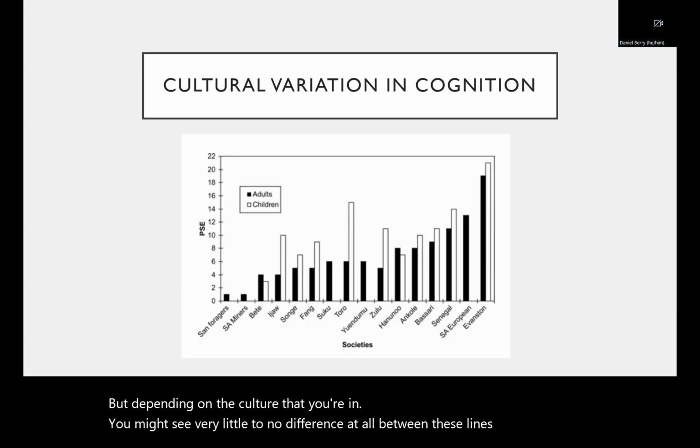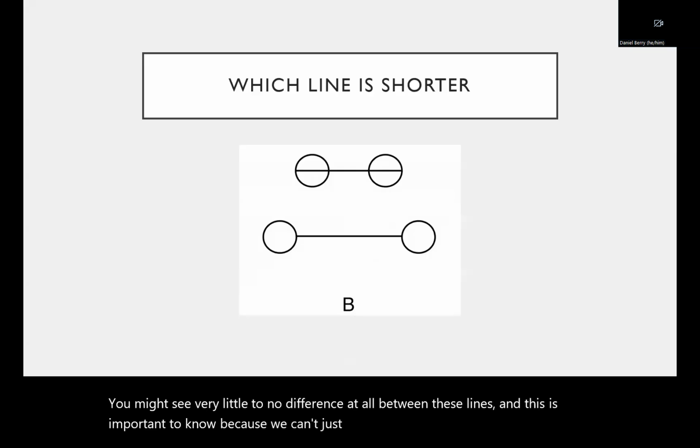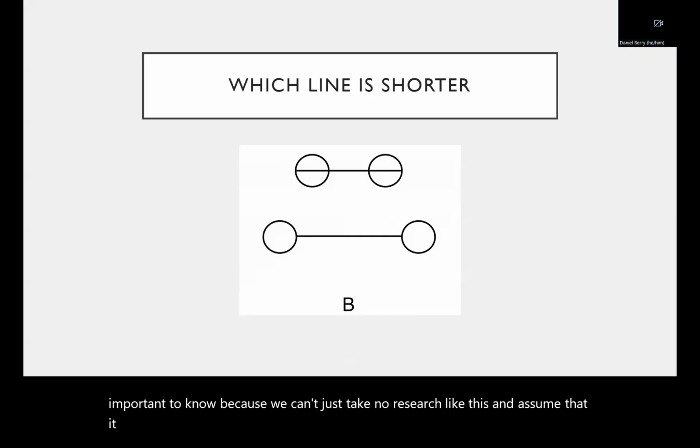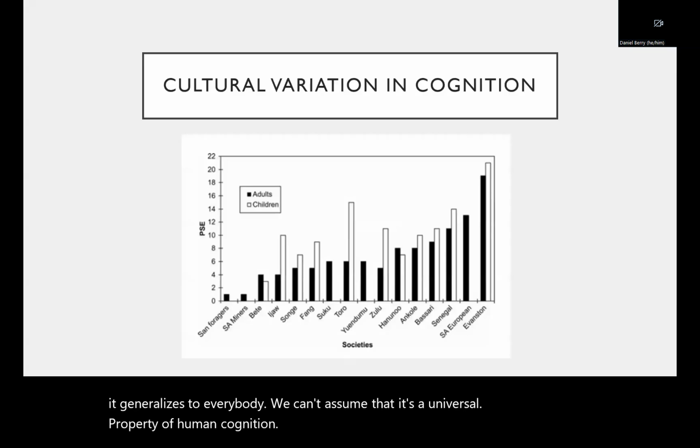And this is important to know because we can't just take research like this and assume that it generalizes to everybody. We can't assume that it's a universal property of human cognition. So something to be mindful of when we're doing weird science.